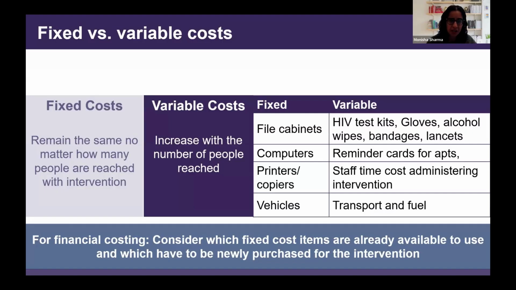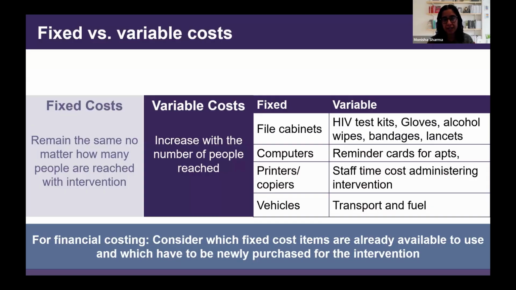And then for financial costing, you'll want to understand which fixed costs are already available to use and what has to be newly purchased for the intervention. So I would assume with most health departments, if you're trying to understand what do I have to budget to implement this intervention, if there are already computers there that you'll be using, if there's already printers, then you don't have to buy those. You can just use what's available.